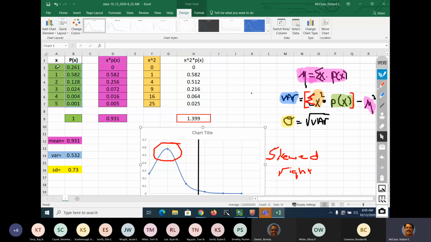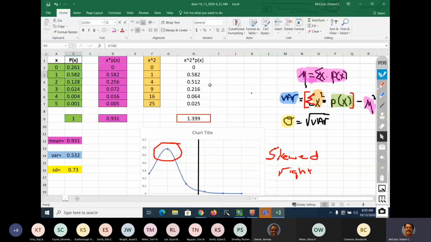So 0 marriages, 1 marriage, 2 marriages, 3 marriages, 4 marriages, and 5 marriages. Somebody tell me, what is the probability of having 1 marriage in a lifetime? 0.582. Good job. These are the simple questions they might ask on a test or homework.